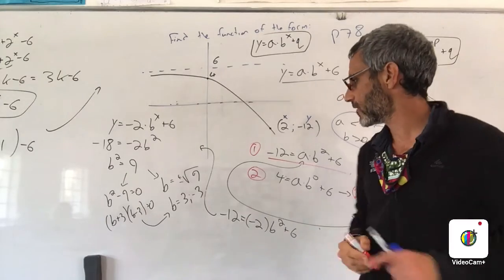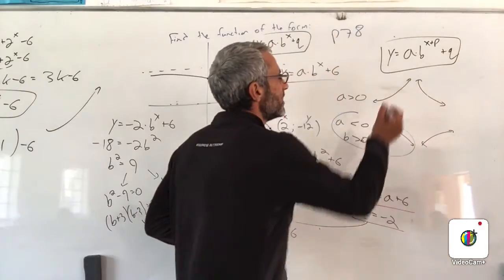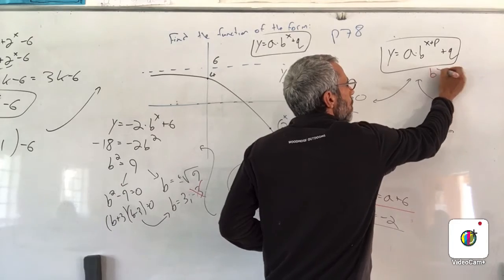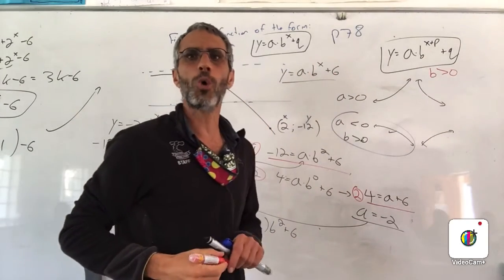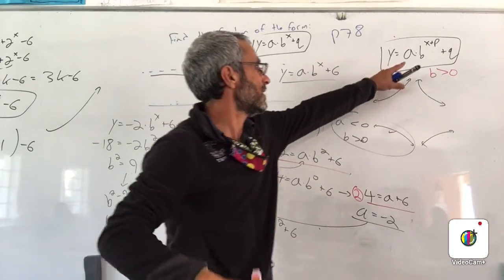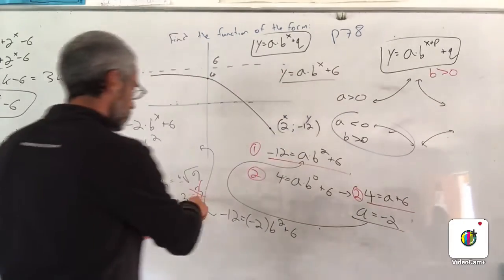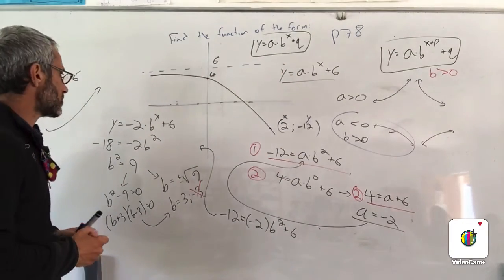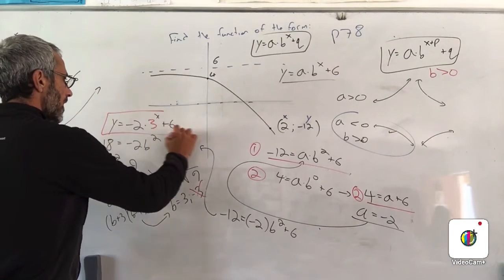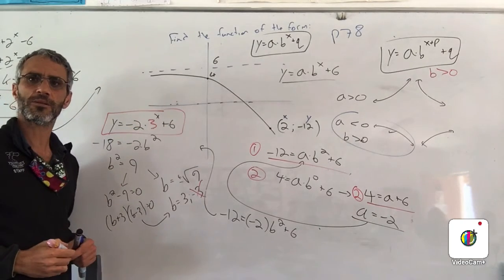Minus 3. We got to reject the minus 3 because I didn't write it today, unfortunately, but we spoke about it when I introduced exponents. B must always be larger than 0. We don't work with negative b's. Remember we spoke about it: if you want a negative number here, then the A must be negative. The B is always positive, so we must reject that. Our final form is going to be y equal minus 2 times 3 to the power x plus 6.